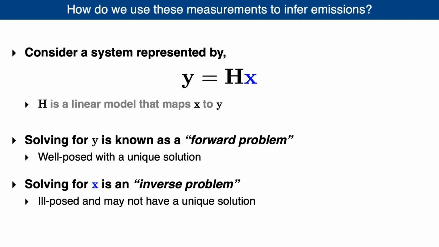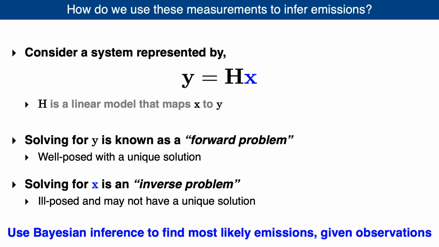That's to say, there are many locations along that red pathway I showed that could have emissions and lead to identical measurements at our site downwind. So what we want to do is find the most likely set of emissions that give us those observations. So what we're going to do is use Bayesian inference to find the most likely emissions given our measurements.